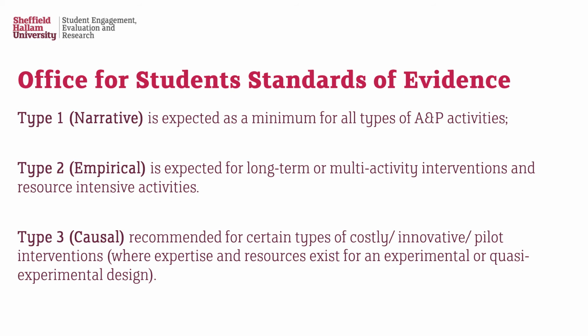The Office for Students are promoting 3 types of evidence for evaluation in higher education. A narrative approach has a clear rationale for why the activity is being implemented with a theory of change, and this is the expected standard. In addition, empirical evidence, for example pre and post measurements, and causal evidence, for example experimental testing, can claim to be more effective in determining impact. STEER can help you assess the right level of evidence for your evaluation and the most appropriate methods to use. Make a note now of any initial ideas you may have.